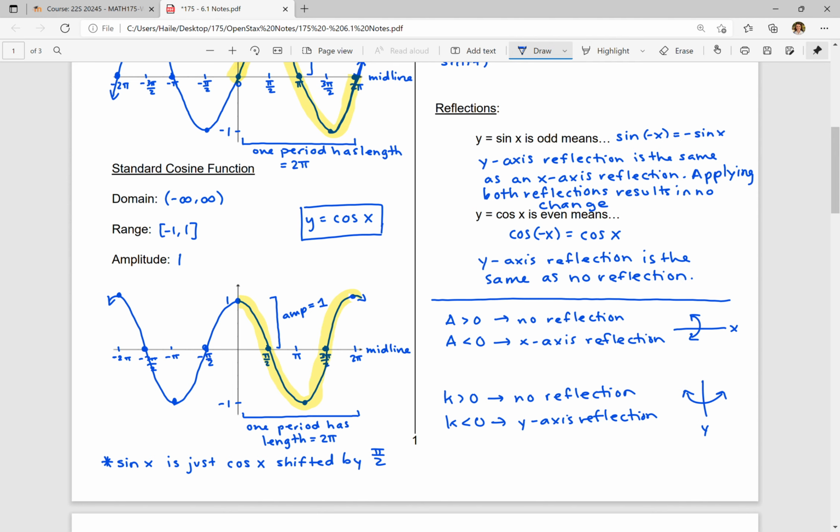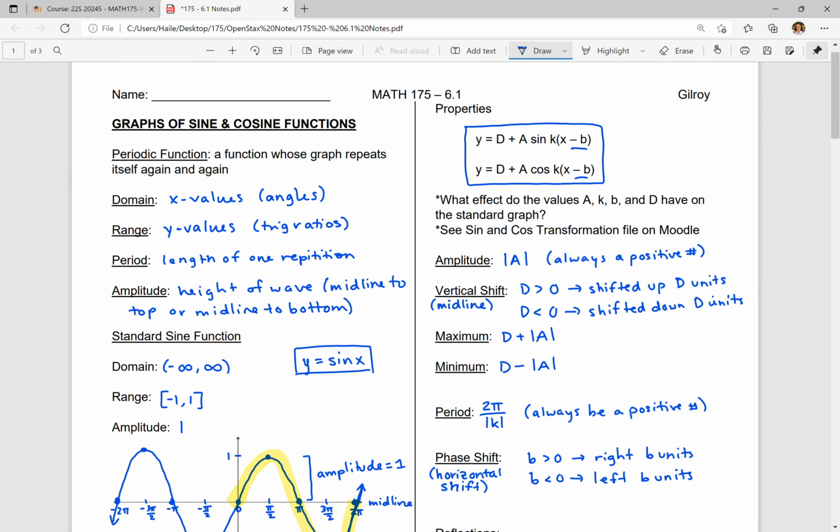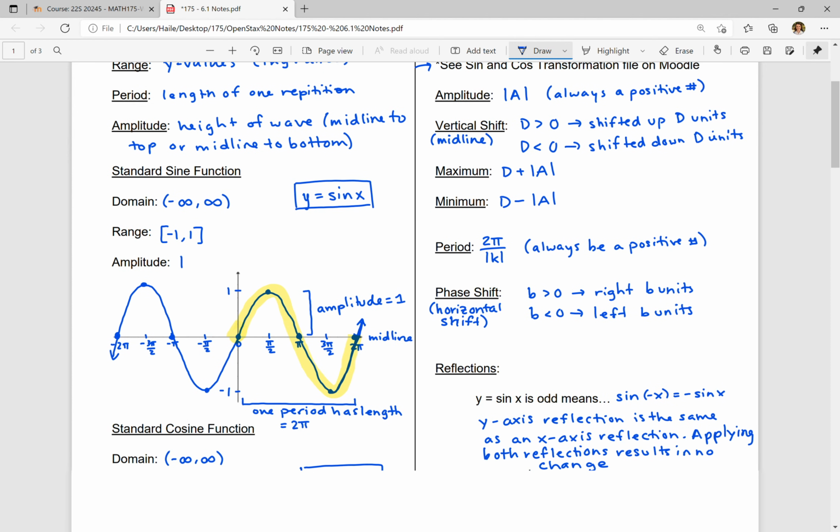I know that's a lot, but we're going to go through some examples. Also, if you're interested, when you see this note right here, I've created a file on Moodle with all of the trig functions. You can explore what these values of a, k, b, and d do to the standard graph. When you open up the file, you'll see all the functions at once, but you can turn the different functions on and off, and drag the sliders back and forth to change the values and see what happens to the picture. That might help you remember what these transformations do.